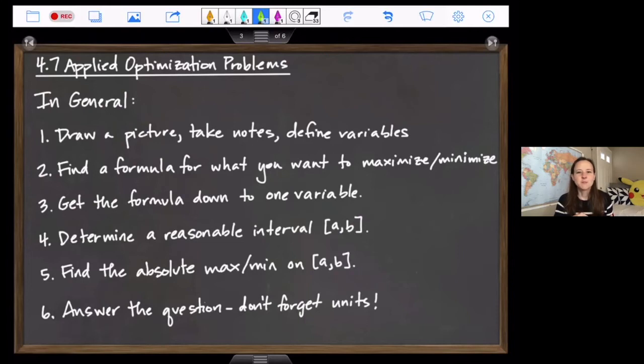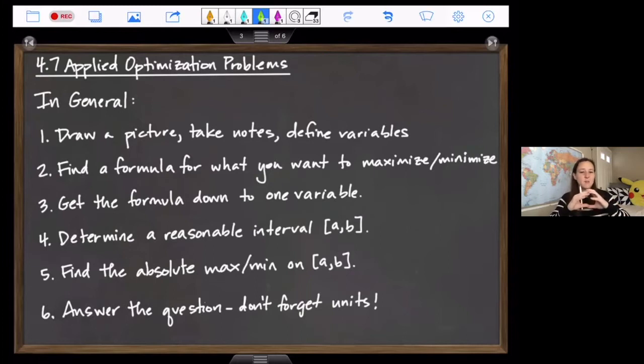So if word problems always make you nervous, here is a step-by-step strategy that you can use to solve applied optimization problems. I technically went through this process without calling it that in the goat pen along the river problem that we just did in the last video. So the first thing is to draw a picture, take notes, define variables.